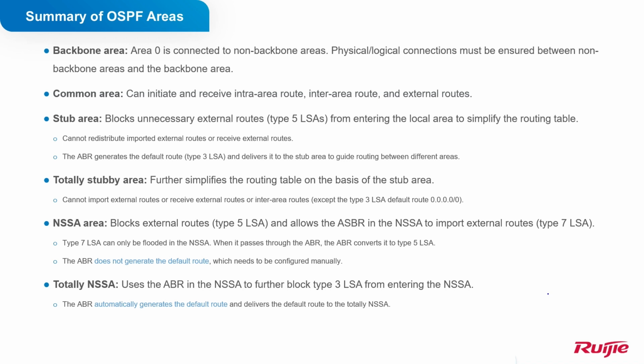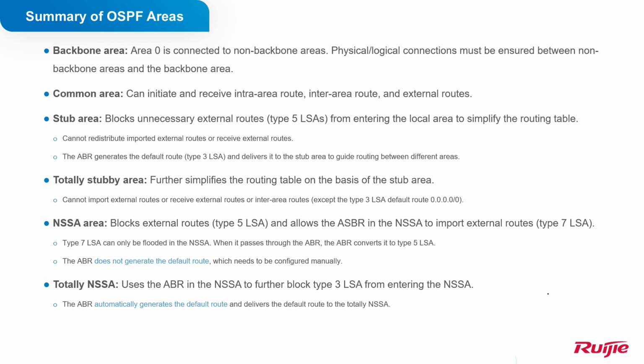And for the stub area, if we want to access the external network, we can just use the Type 3 LSA information, because if we set one area to become a stub area, the ABR will generate the default route to the stub area. So for a stub area device that wants to access the external network, we can use the default route. And for the stub area, we can't do redistribution, so we can't set an ASBR device. We can't connect the stub area with the external routes directly.